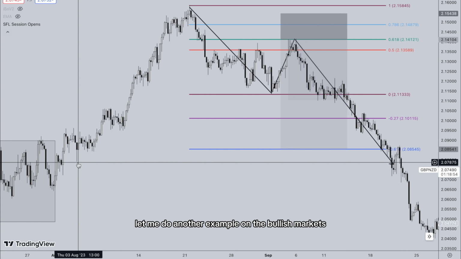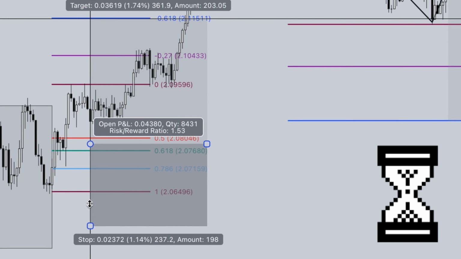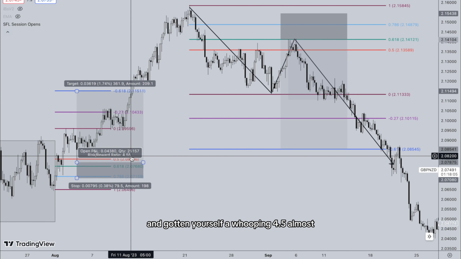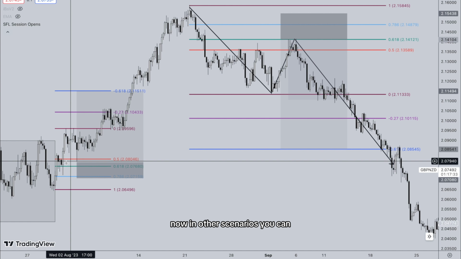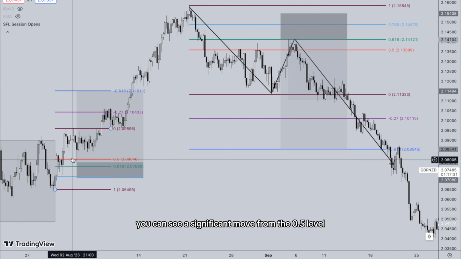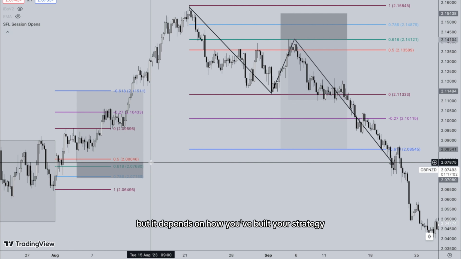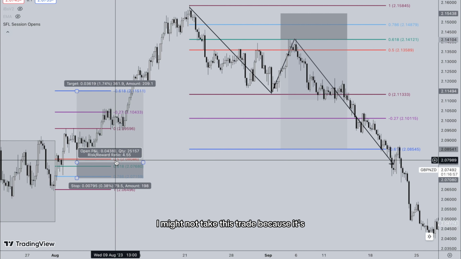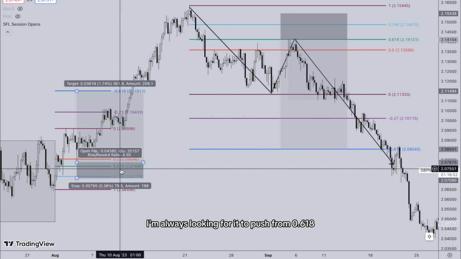Let me do another example on a bullish market. And as you can see, you would have taken this trade and gotten yourself a whopping 4.5, almost 1:5 risk to reward, which is absolutely great. Now in other scenarios, you can see a significant move from the 0.5 level, which is also right, but it depends on how you've built your strategy. I might not take this trade because it's pushed from the 0.5. I'm always looking for it to push from the 0.618.